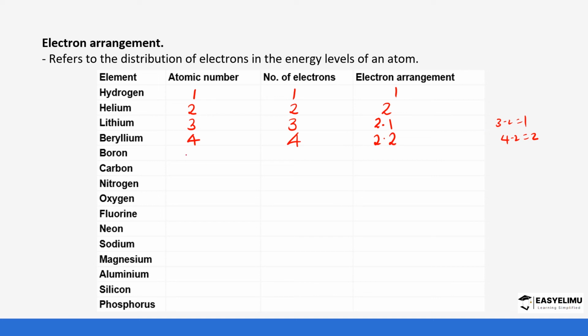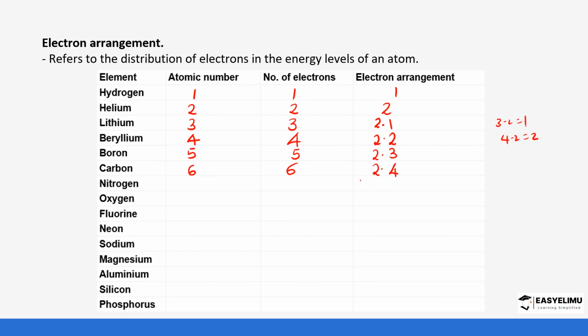Boron is atomic number 5, so it has 5 electrons. The first shell can take a maximum of 2. When it takes 2, 5 minus 2, we are left with 3. So the last 3 electrons you put in the second shell, because the second shell can take a maximum of 8. Carbon is atomic number 6, so it has 6 electrons. The first 2 electrons will occupy the first shell, and then the 4 that are remaining will occupy the second shell.